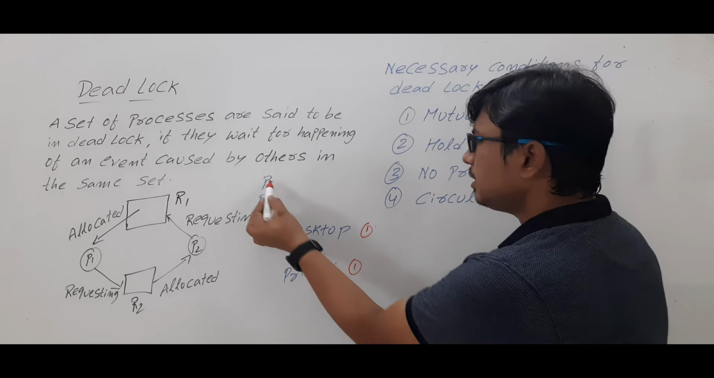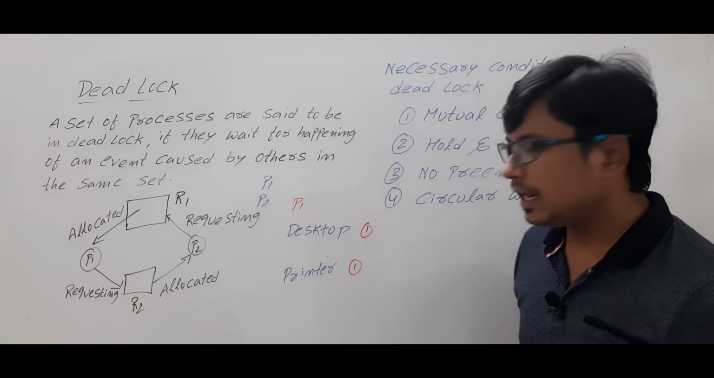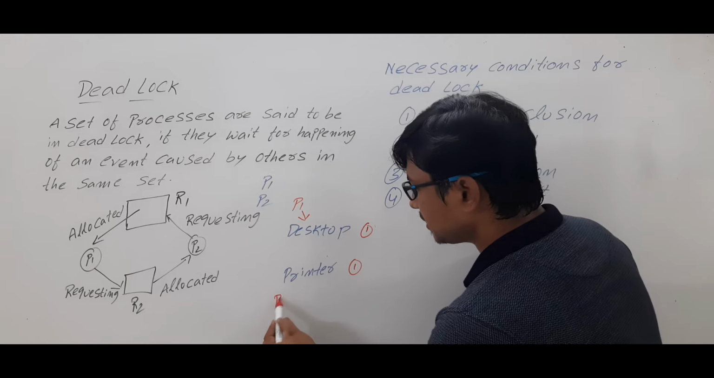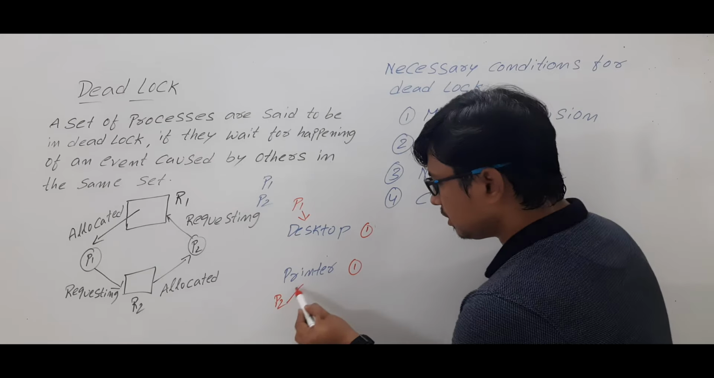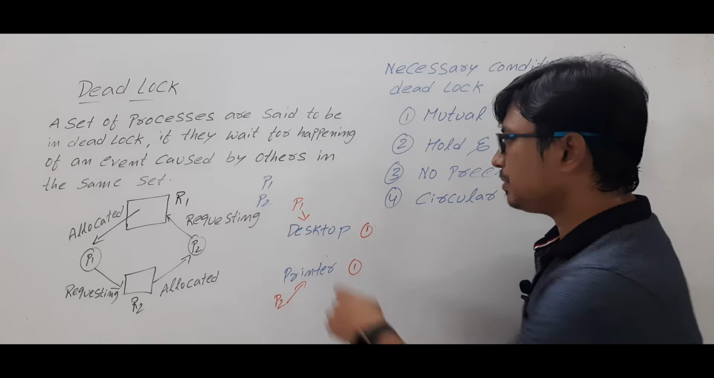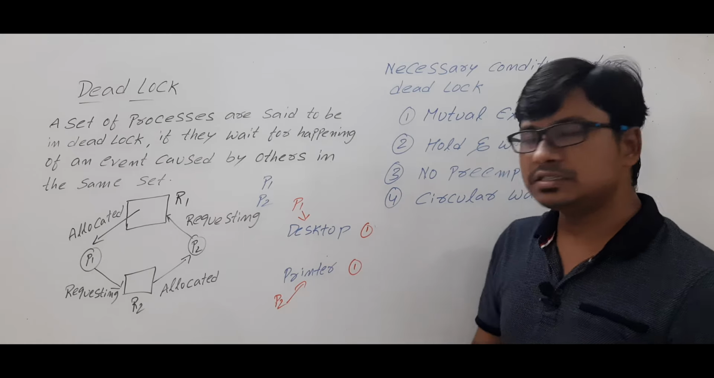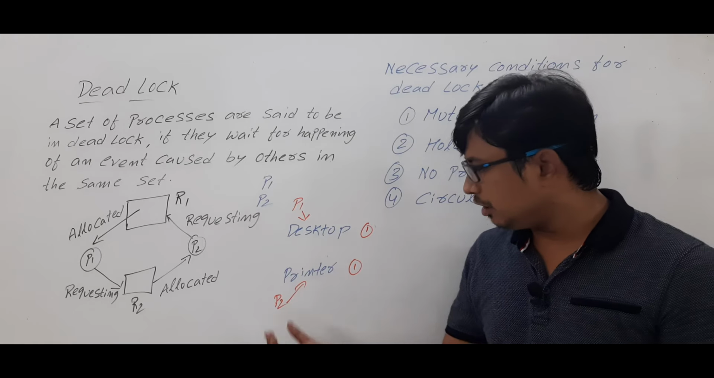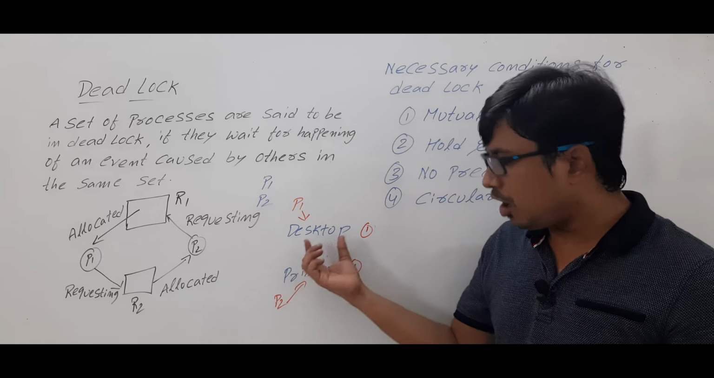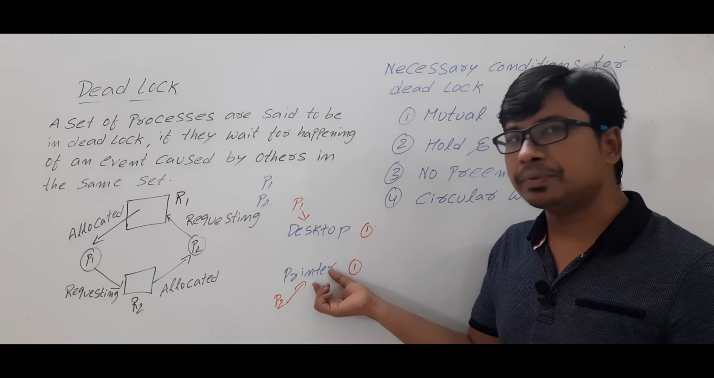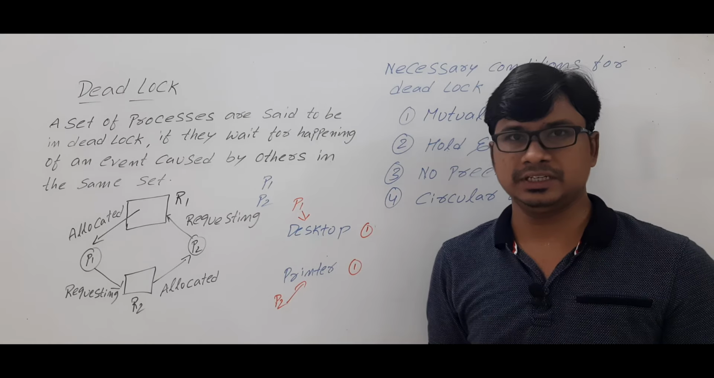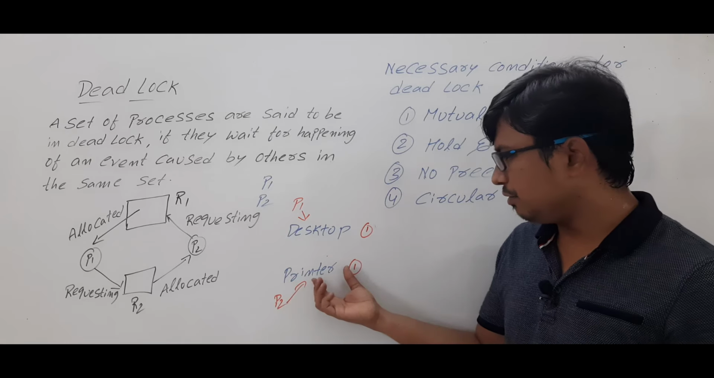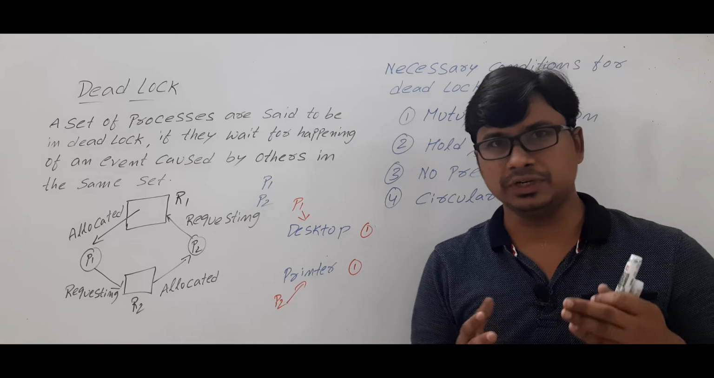Now let's take that person P1 came and he took the desktop. At the same time, person P2 came and he took the printer. Now person P1 has the desktop, but if he wants to print his document, he needs the printer. Now person P2 also wants to take a printout. He got the printer, but he needs the desktop. Is it clear? Are you able to understand? Now this printer is an old one. Without this desktop, it is not possible to take the printout.